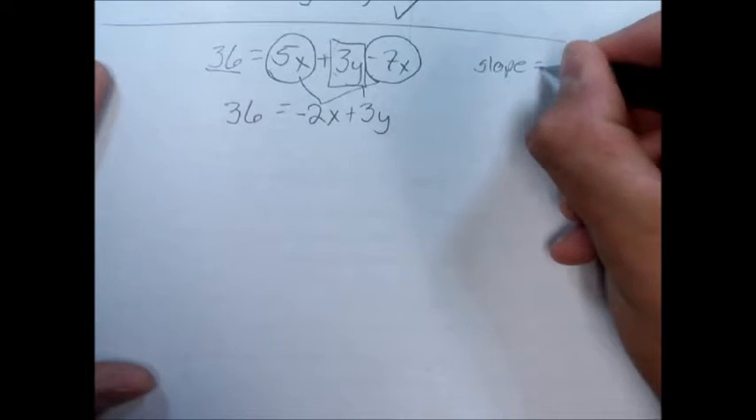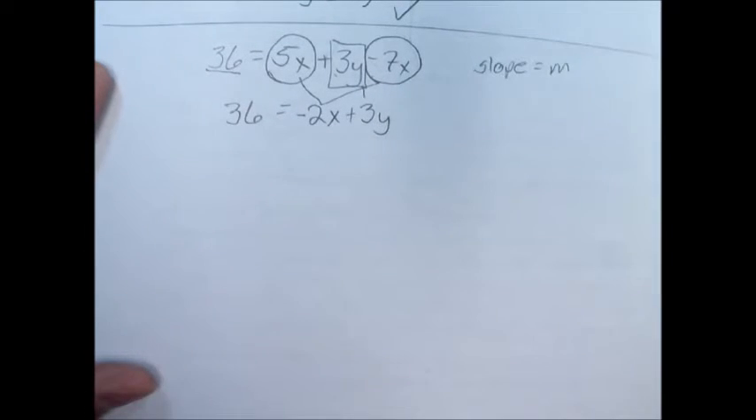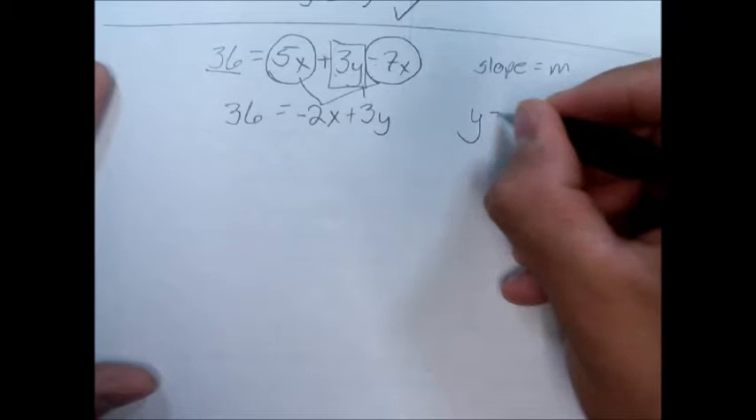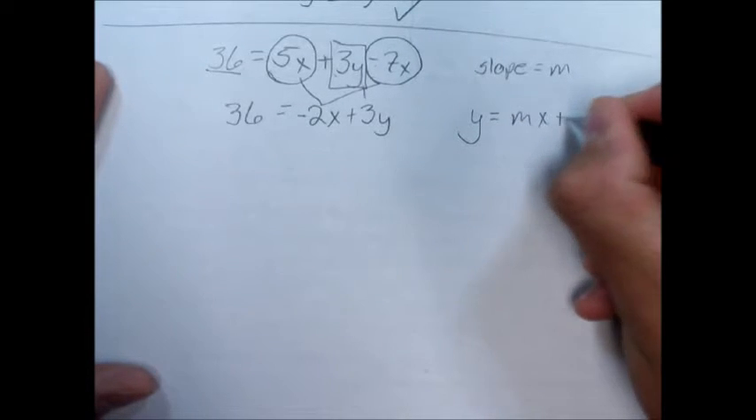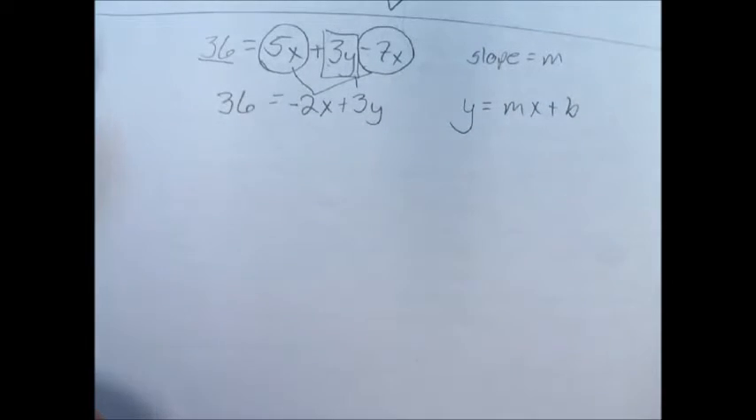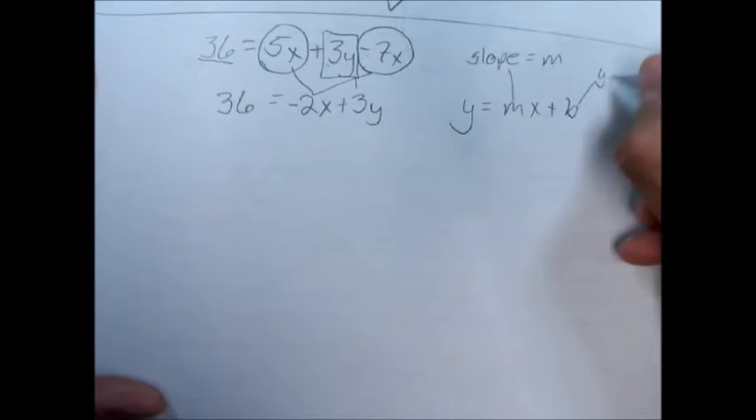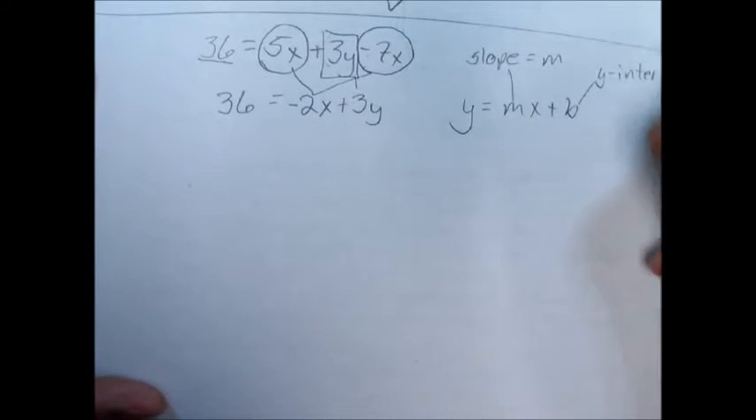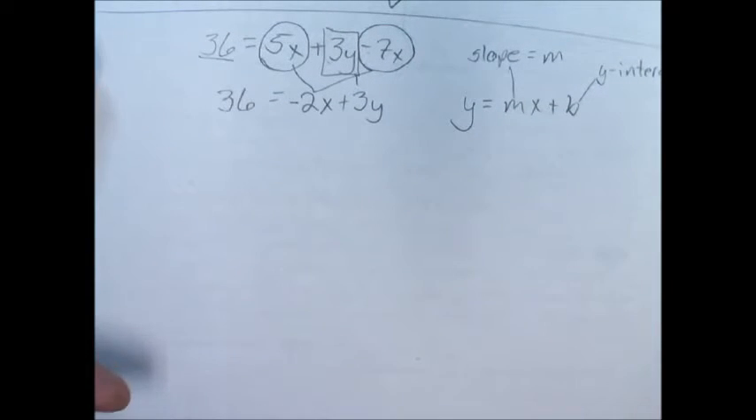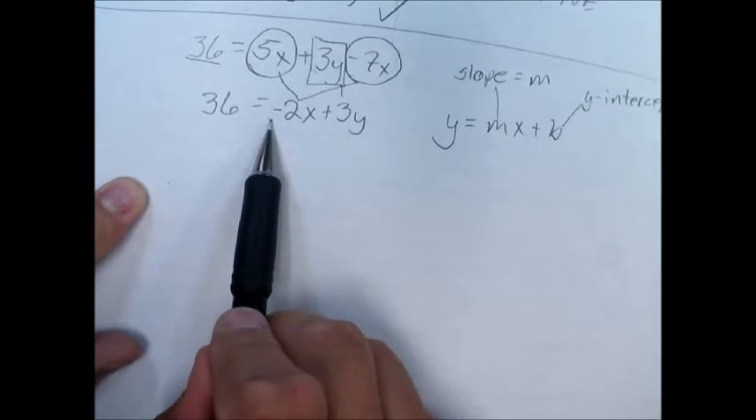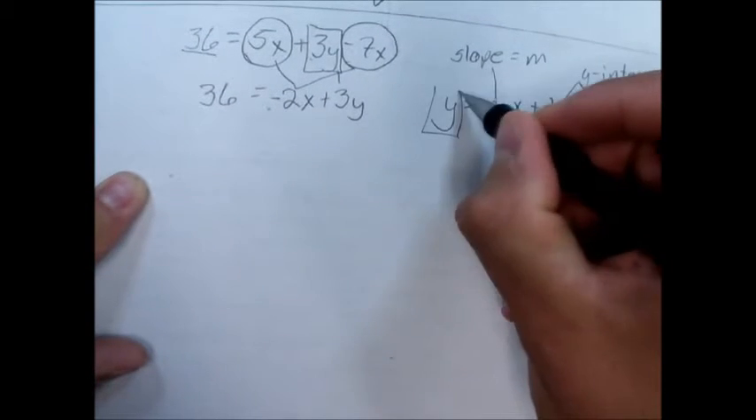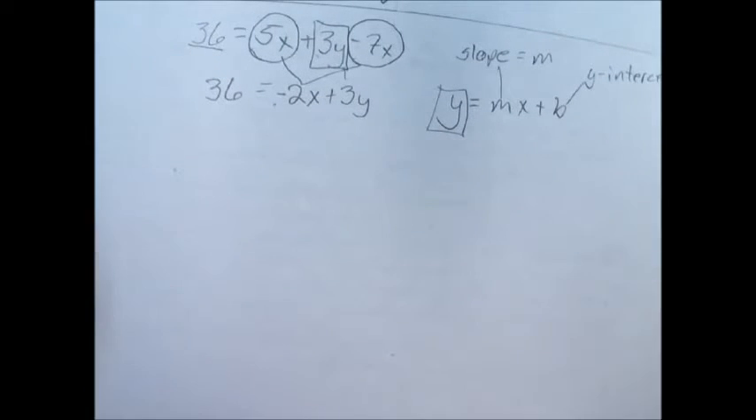But in slope-intercept form, it is m, right? So slope-intercept form is y equals mx plus b. Now the reason this is called slope-intercept form is because m is slope and b is the y-intercept. So that's why it's called slope-intercept form. It's naming itself by its parts. So in order to make this slope-intercept form, I isolate the y. Okay? I need you to isolate the y when I ask for slope-intercept form.